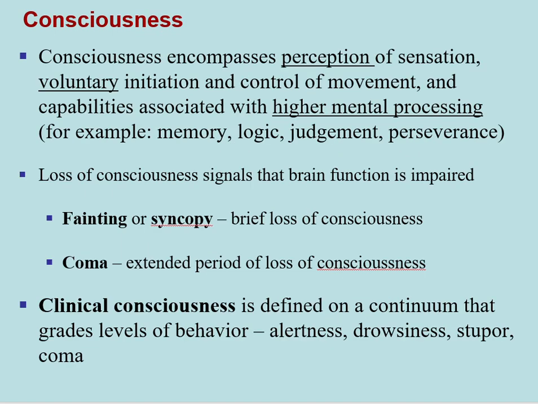Now, we can also talk about levels of consciousness, because that encompasses things like perception and voluntary initiation or control of movement, and whether or not you're capable of higher mental processing. So when we're talking about consciousness, we're not necessarily just talking about if someone's awake or asleep. They might have a brief loss of consciousness, like fainting or syncope. They might be in a coma, which is an extended period of loss of consciousness. But there's actually clinical levels to consciousness, like alertness, drowsiness, stupor, and then coma.